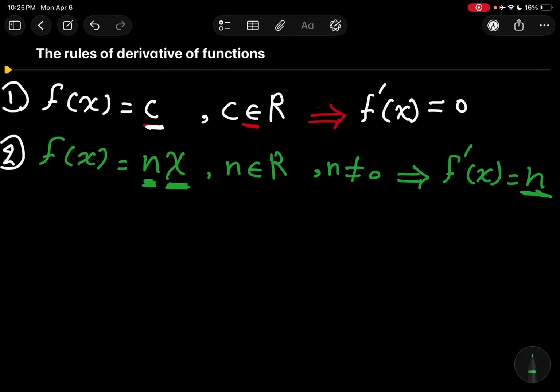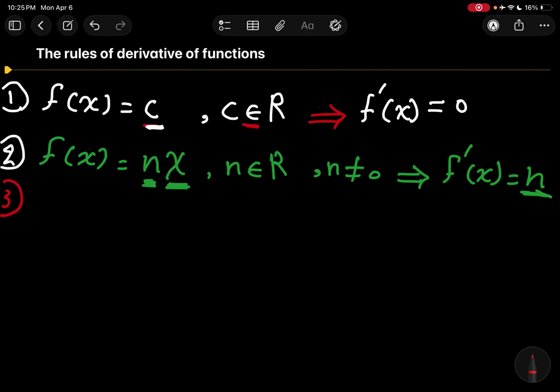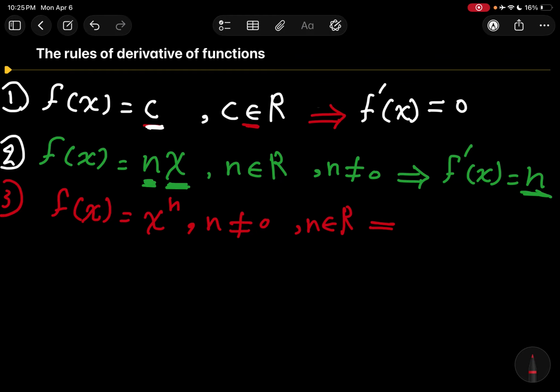Third formula: f of x equal to x to the nth power. The exponent here is n, and n doesn't equal 0. n belongs to R, the real numbers.